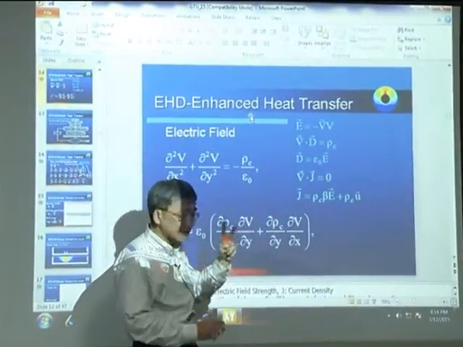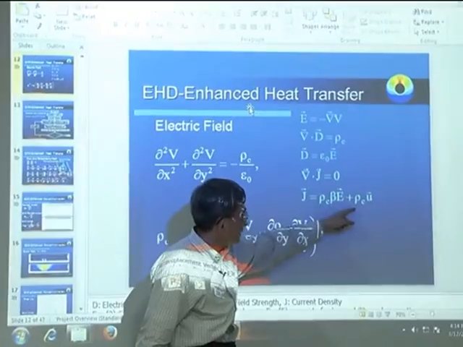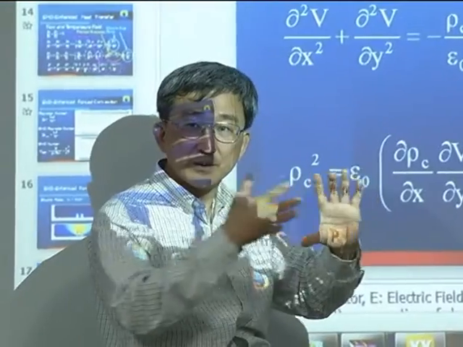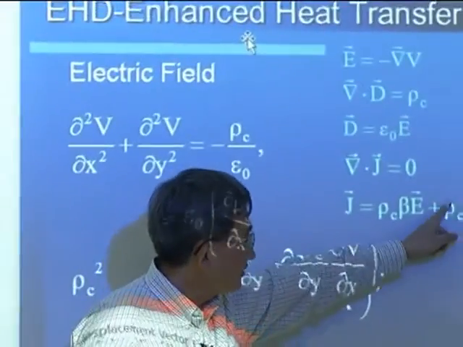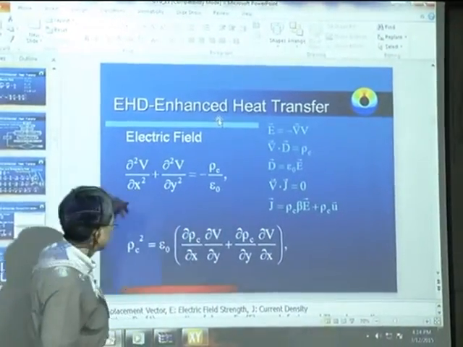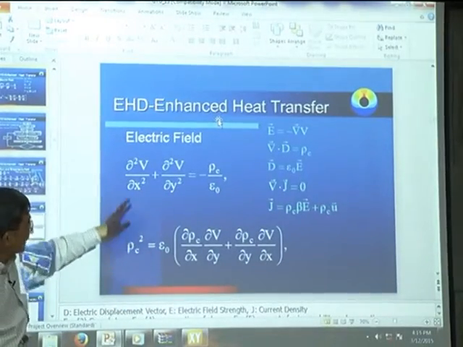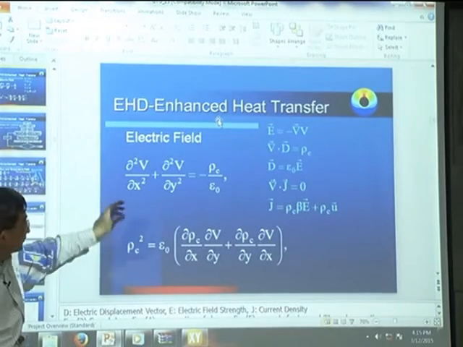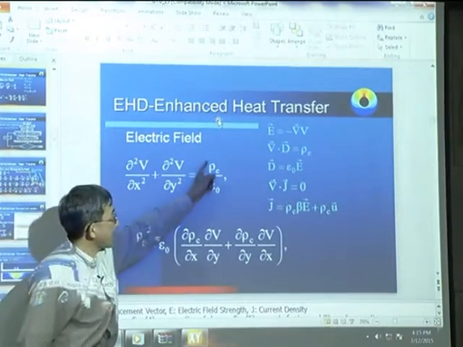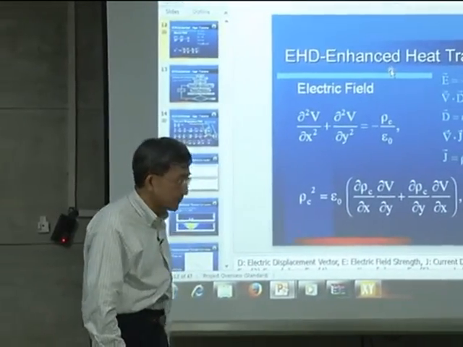The current has 2 components. One is due to the ion mobility, and the other one is due to convection. If there's a flow, and the flow drives this charge, it creates an additional contribution to the current. So if we add this, together with the Maxwell equation, we come out with this charge distribution. In order to predict the electrical field, we need to solve these simultaneously, okay? And we have to know this charge, because the flow is driven by this charge.